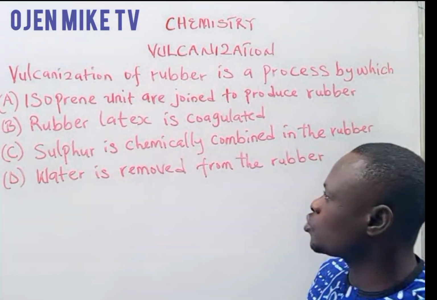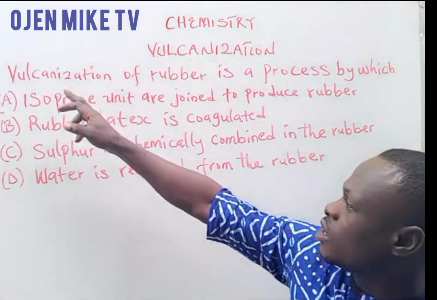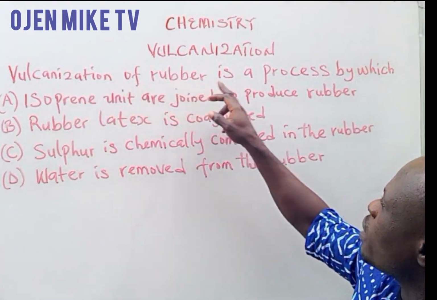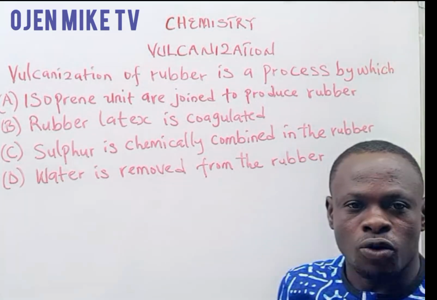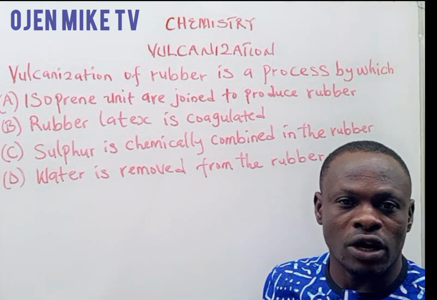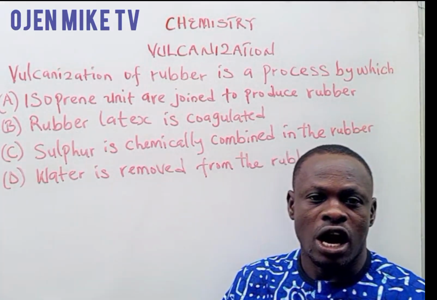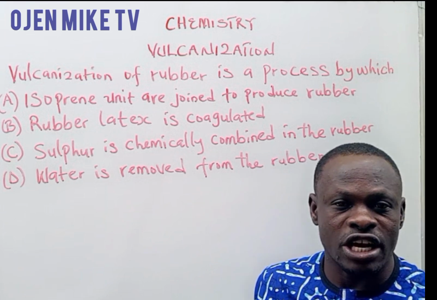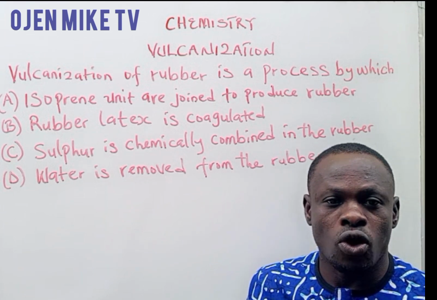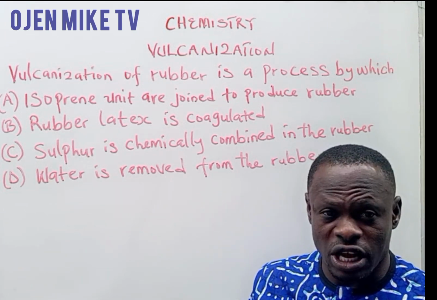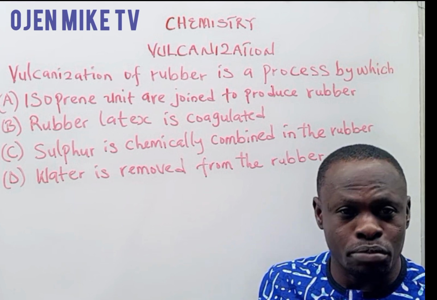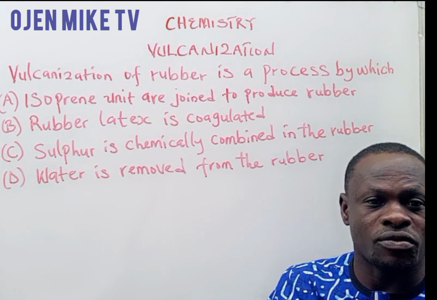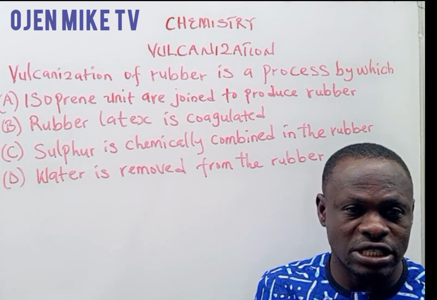Let us attempt this question. We're looking at the vulcanization of rubber is a process by which what? When we talk about vulcanization, we are looking at the process by which natural rubber is heated with sulfur at very high pressure in order to obtain a tougher, harder, and more elastic rubber.